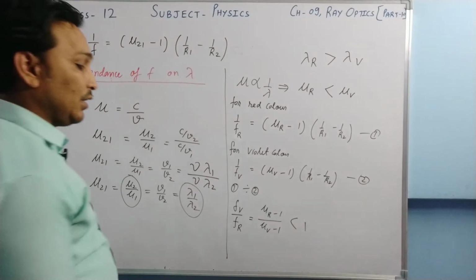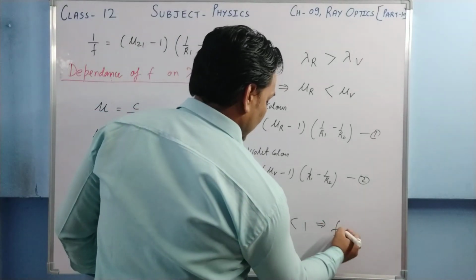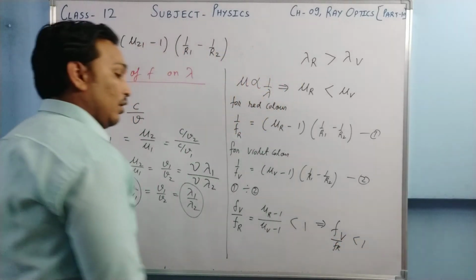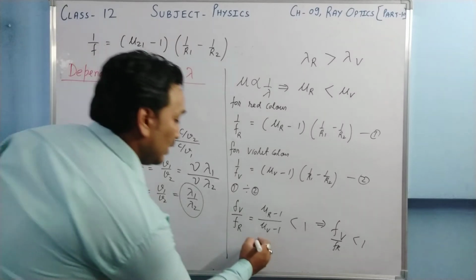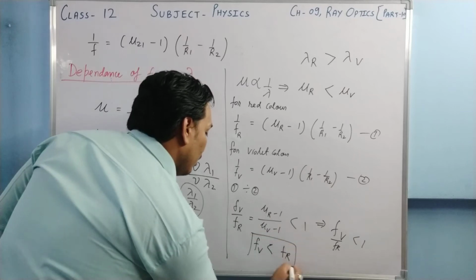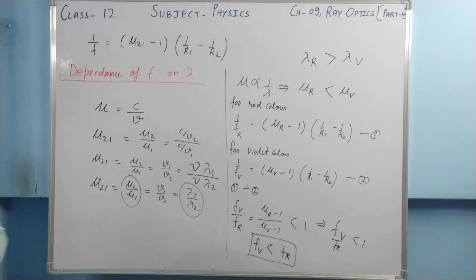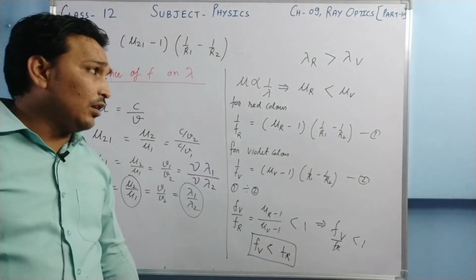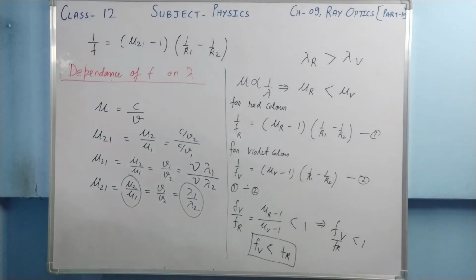And if this fraction is less than 1, we can see that f_violet upon f_red is less than 1. So from here we can see that f_violet is less than f of red color. For violet color the focal length is smaller, and for red color the focal length is greater. How can we understand this? I am removing this side. Please note down if you have not noted down.